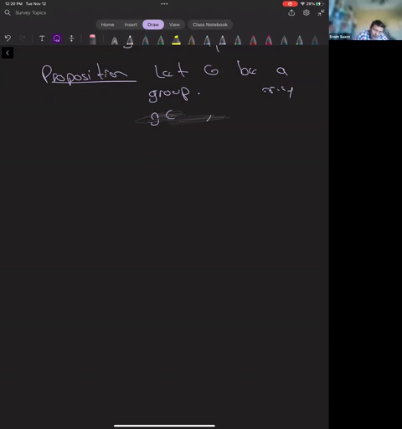Well, anyway, I'm going to have to... Let G be any group. If A and B belong to G, then (AB) inverse equals B inverse times A inverse.